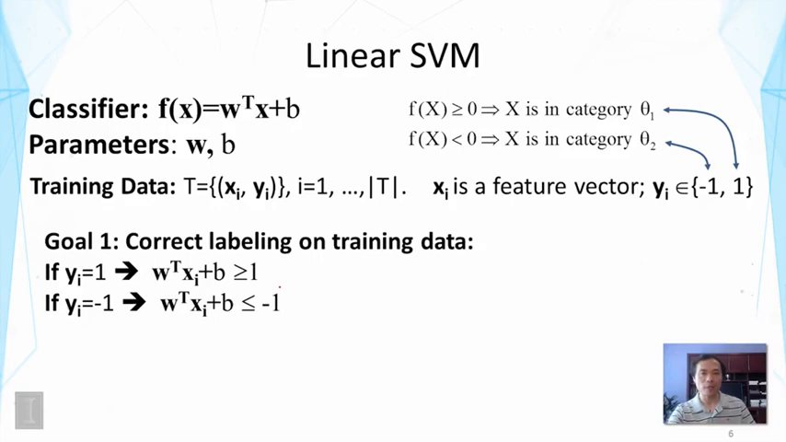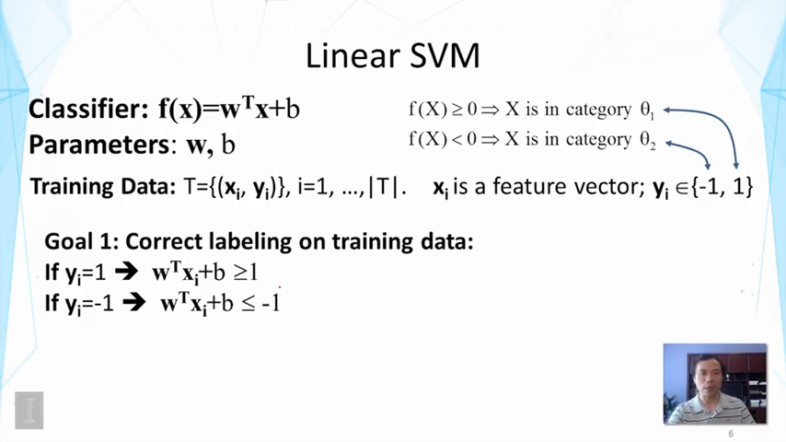Now, if on the other hand yi is -1, that means it's in a different class, then we want this classifier to give us a very small value, in fact a negative value, and we want this value to be less than or equal to -1. Now, these are the two different kinds of cases. How can we combine them together?